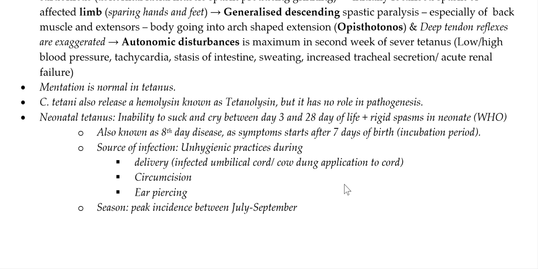The source of infection is usually unhygienic practices during delivery, that is an infected umbilical cord or cow dung application on the umbilical cord, or proper aseptic precautions not being taken during delivery, or rarely circumcision or ear piercing can also result in neonatal tetanus. The peak incidence has been seen during the months of July to September.